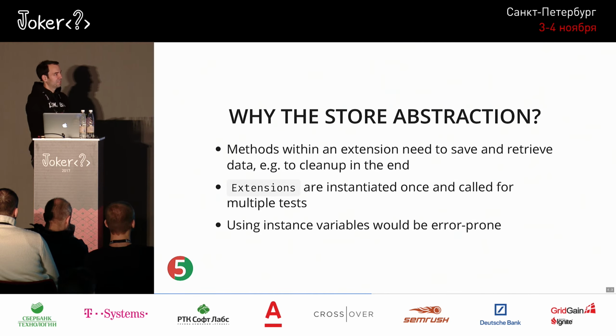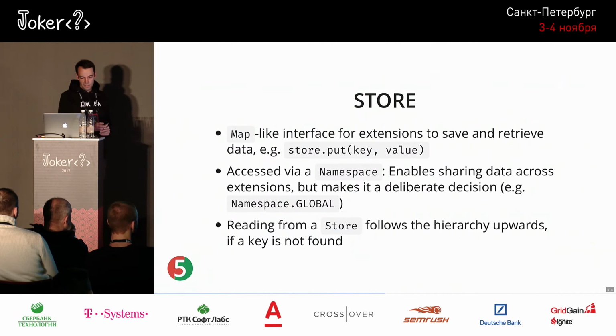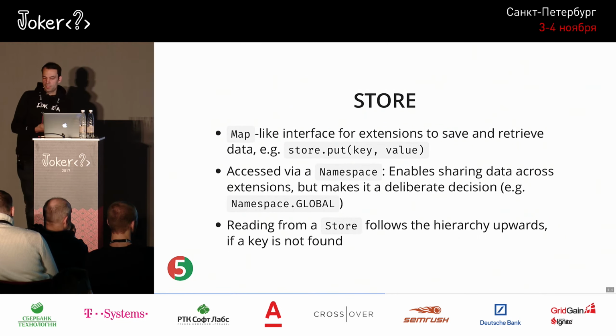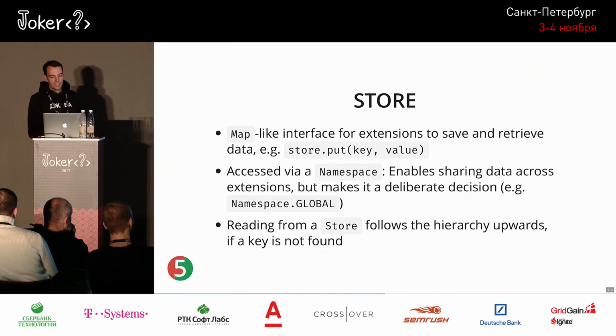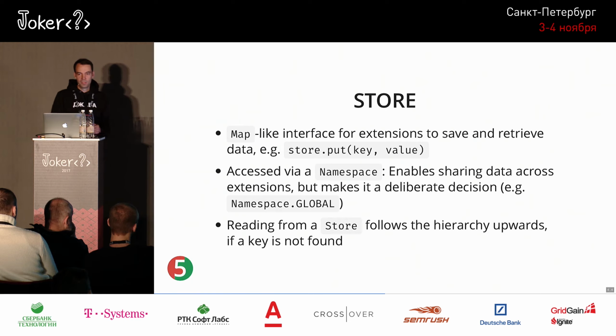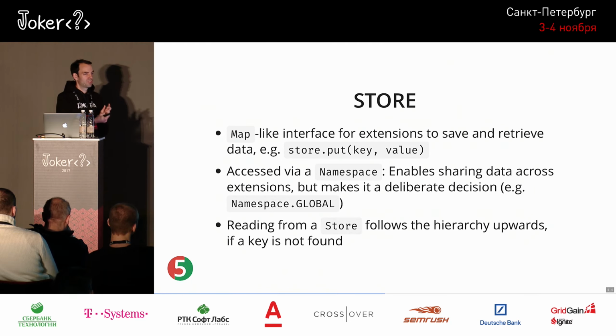So instead, we provide this store abstraction that should make instance variables in extensions pretty much unnecessary, because you can store things at the right place. As I said, it's a map-like interface for extensions. It can be accessed via a namespace. So that enables sharing data across different extensions. If they use the same namespace, they can see each other's data. That's by design, but it makes it a conscious decision. So you have to think about which namespace you want to use.